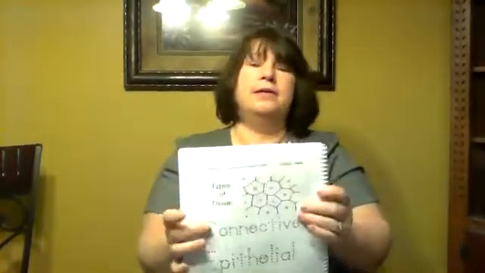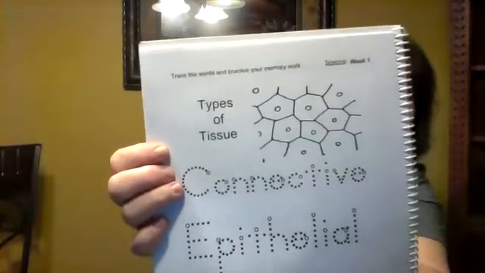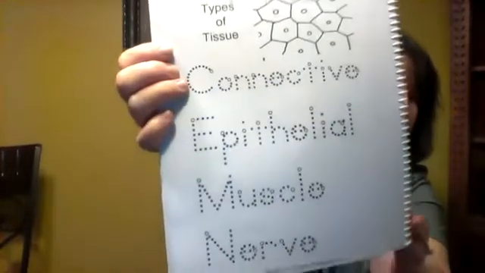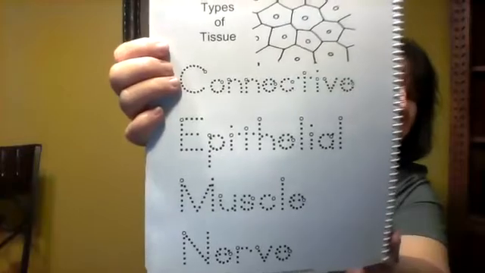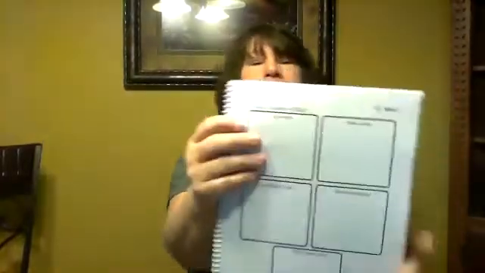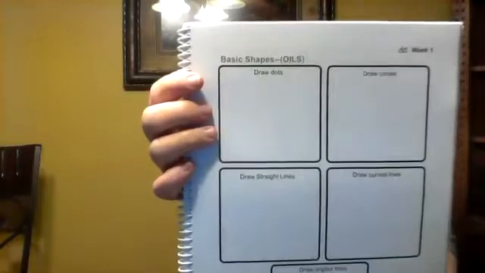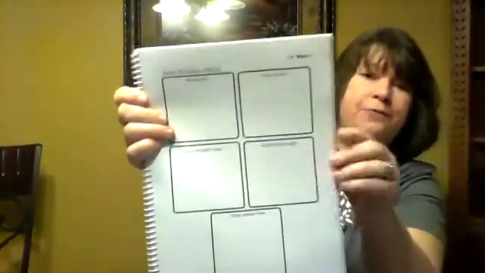And then the next subject for week 1 is science. You're going to study types of tissue. And we have all 4 types of tissue for your child to trace. Then we have art, and inside of each box we tell you what to do. In this first box it's draw dots, the second it's draw circles, and so forth. And that is all of the lessons for week 1, and then you start over with week 2.